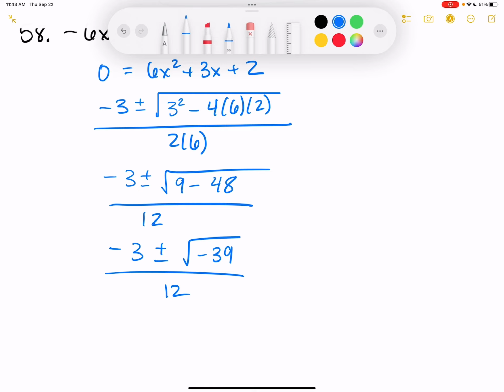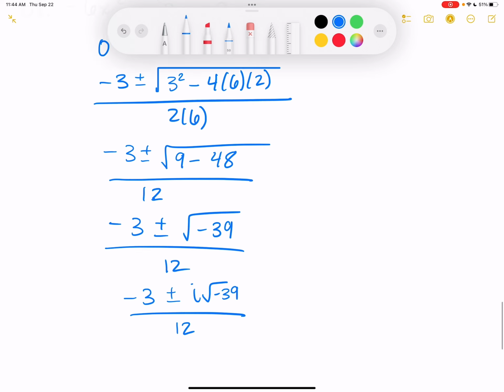So the only other thing I can do here is take out an i. So -3 plus or minus i root -39 over 12. And since it doesn't say anything about standard form, I don't care if you leave it like that.